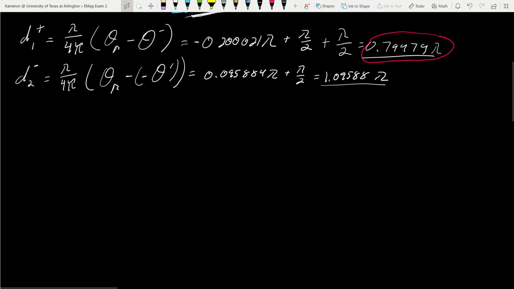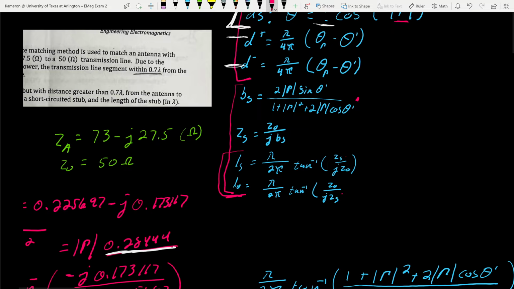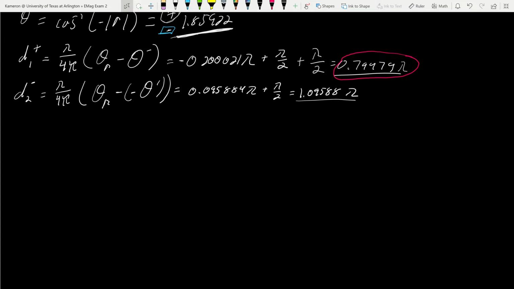And from here, we now need to solve the imaginary portion. So we're going to start with this equation right here, B of S, and we're going to be using things that we've already used. We have a magnitude of gamma, and we need a theta prime. We learned that we're using the positive theta prime because that gives us the closest value. And again, we're just using another magnitude. This is just an easy plug and chug. Plugging all that in, that'll give us a B of S equal to 0.5934.